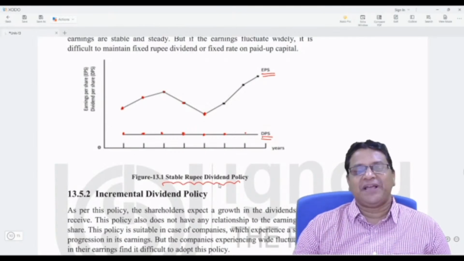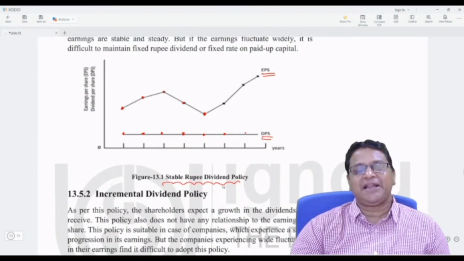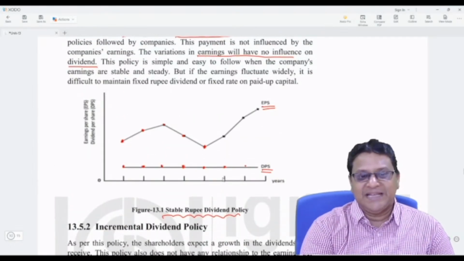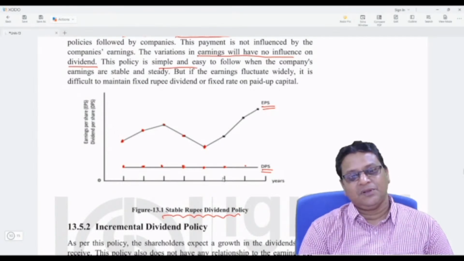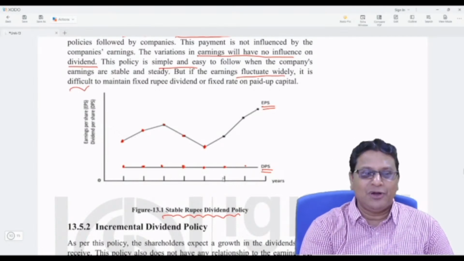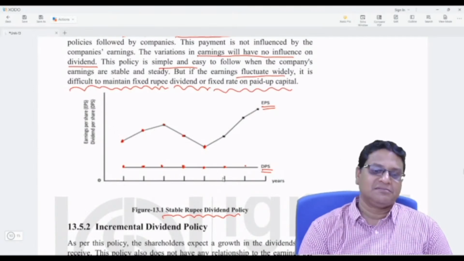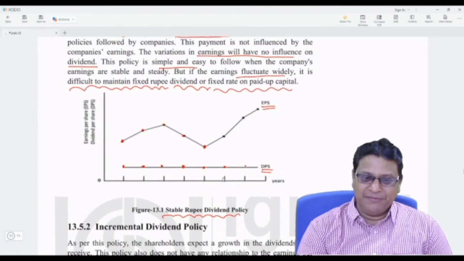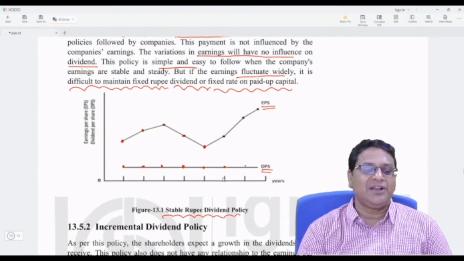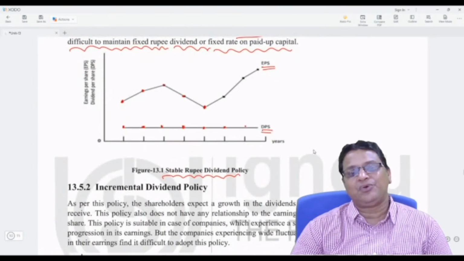There is another variety of stable rupee dividend policy that is known as incremental dividend policy. So stable rupee dividend policy is simple and easy to follow. But if the earnings fluctuate widely, it is difficult to maintain fixed rupee dividend or fixed rate of dividend. So stable rupee dividend is good if there is low fluctuation in earning. If there is erratic fluctuation in earning, this method will be difficult to maintain.